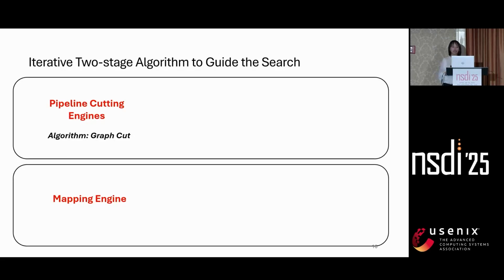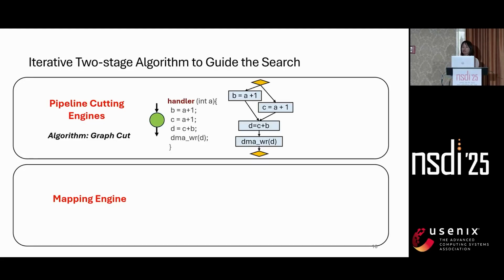Alkali uses an iterative two-stage search algorithm to guide the search, where the first stage of the optimizer is the pipeline cut engine. It tries to search different ways to cut your handler into a multi-stage pipeline of handlers, and we model it as a graph cut problem. Here we show an input handler, and our algorithm will try to construct a network flow graph based on the data dependencies among the instructions inside the handler.